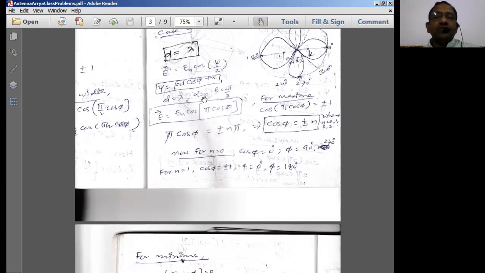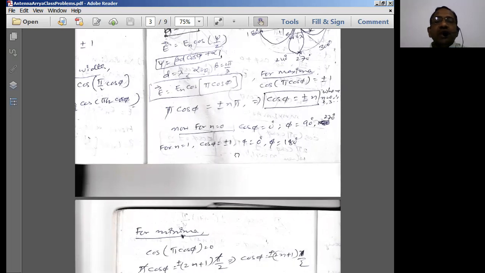So when you substitute all these values, lambda is going to get cancelled. Just simply beta d. Beta d means what? Beta is 2 pi by lambda, d is lambda, so lambda will get cancelled. So finally I'll be getting the formula as cos of pi cos phi. Then for maxima, cos of pi cos phi is equal to plus minus 1.